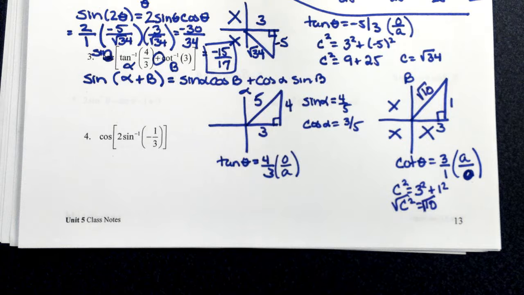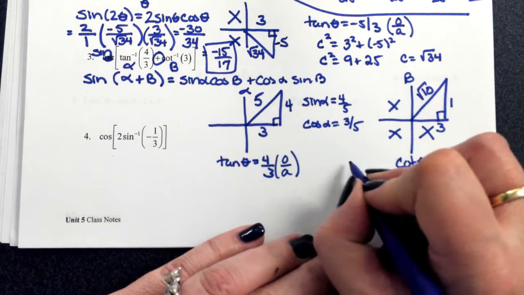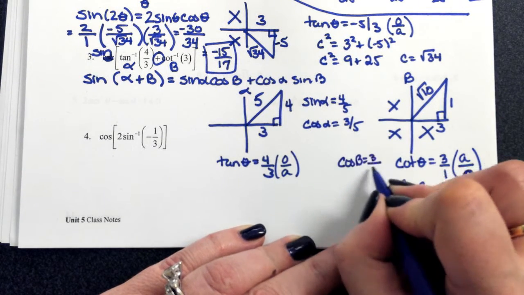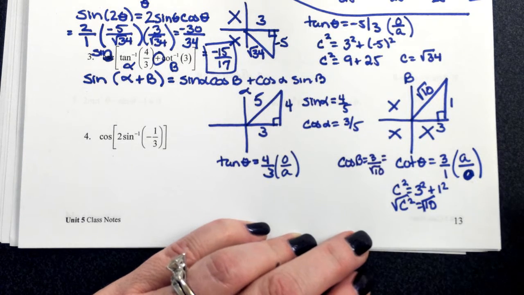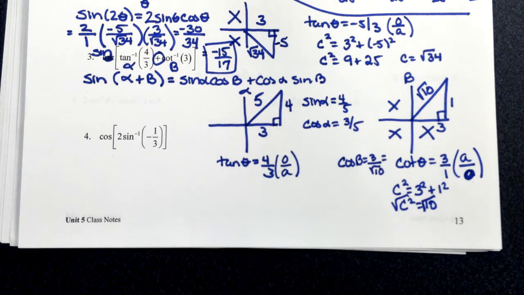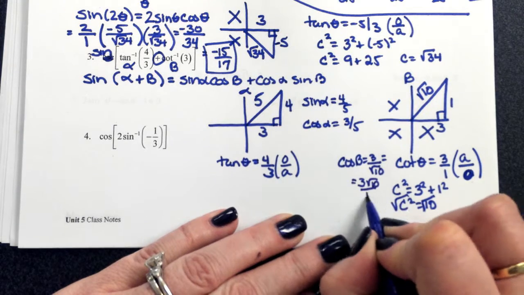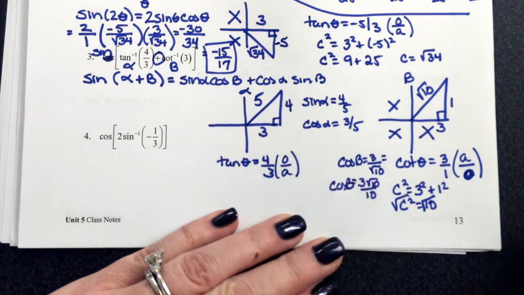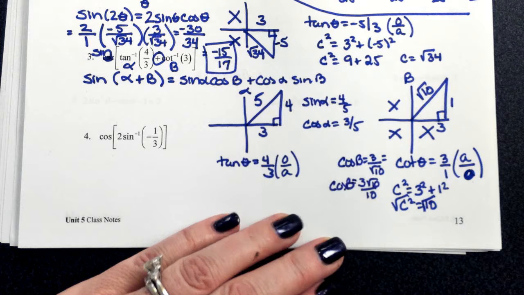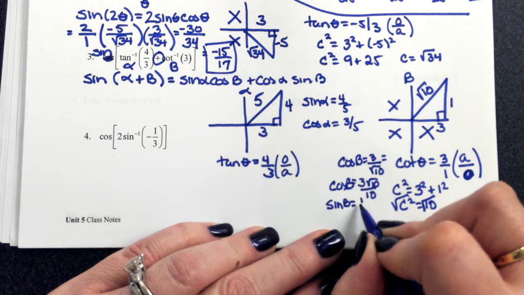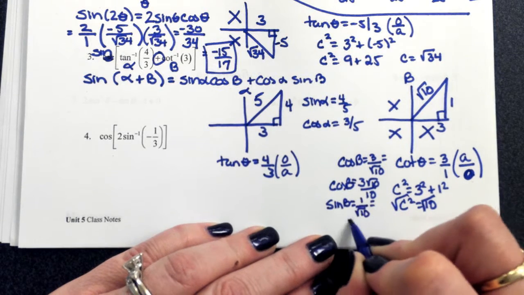Did we get square root of 10? Okay. So then the cosine of beta is the adjacent over the hypotenuse. So 3 over square root 10. So when I rationalize that, that's going to give me 3 square root 10 over 10. The sine is the opposite over hypotenuse, which is 1 over square root 10, which will give me square root 10 over 10.